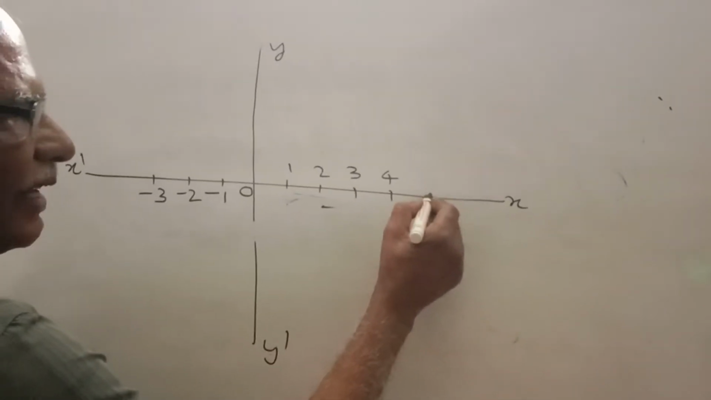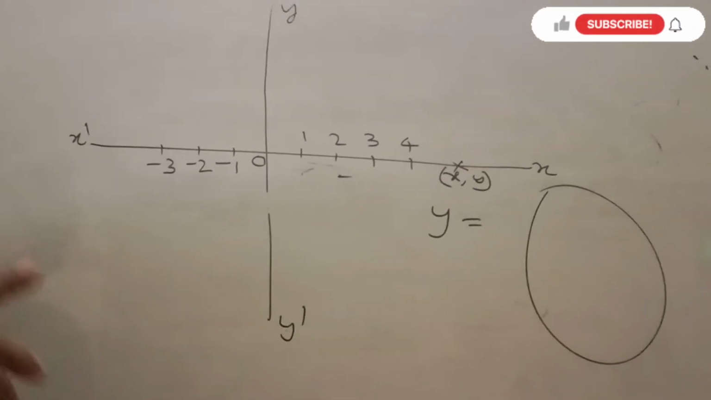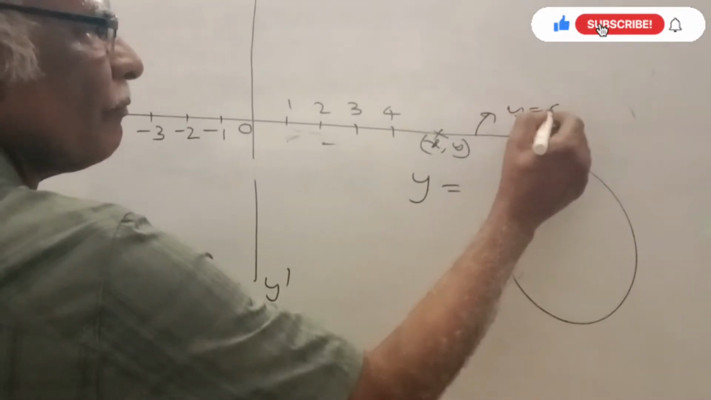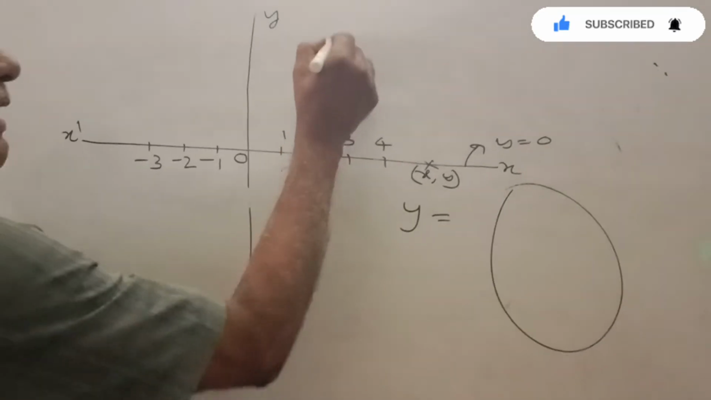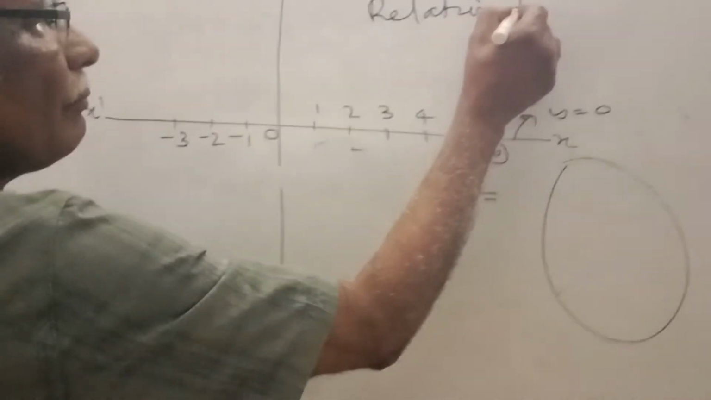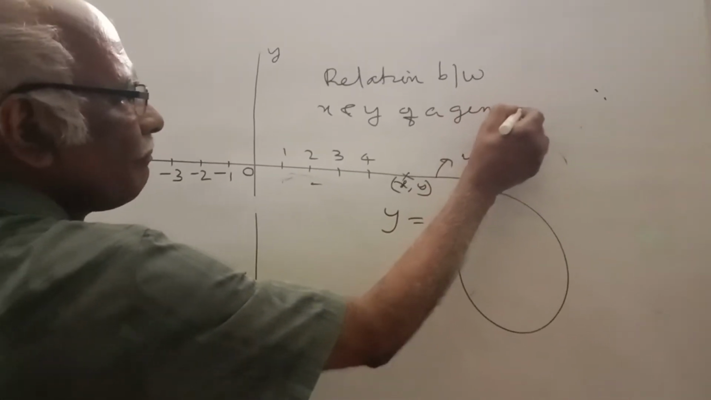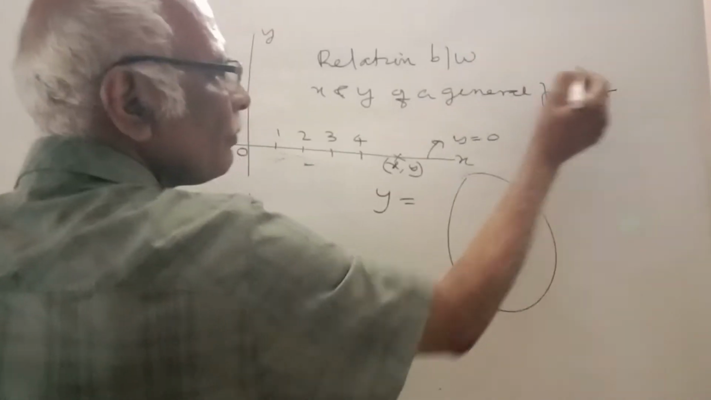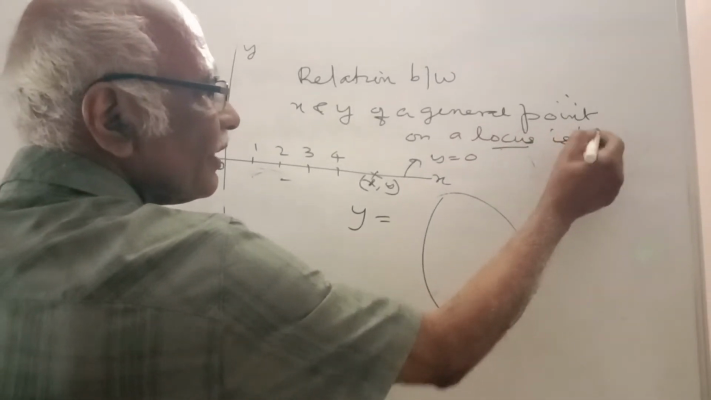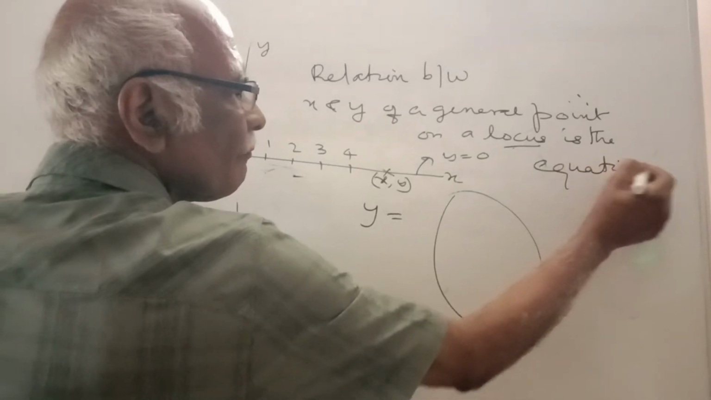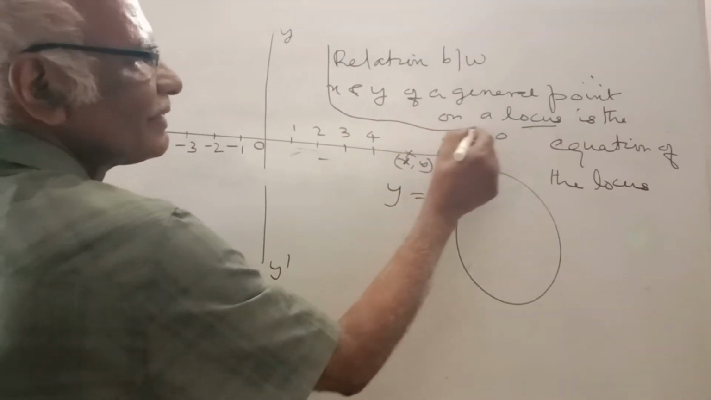Now on the x-axis, if you take a point (x, y), that y is always 0. So we say y equal to 0 is the relation between x and y of a general point (x, y) on the x-axis. Now the relation between x and y of a general point on a locus is the equation of the locus. This is a result.